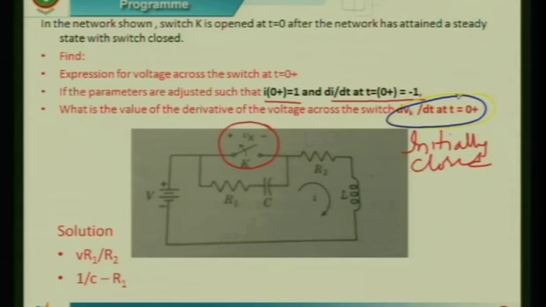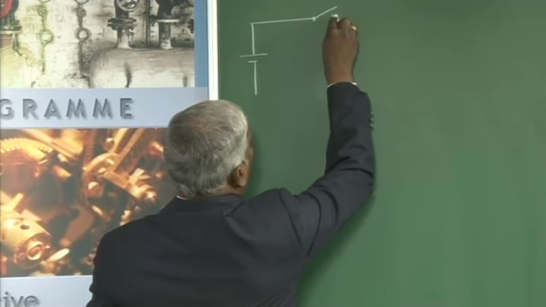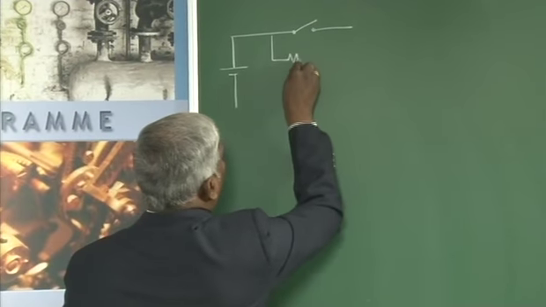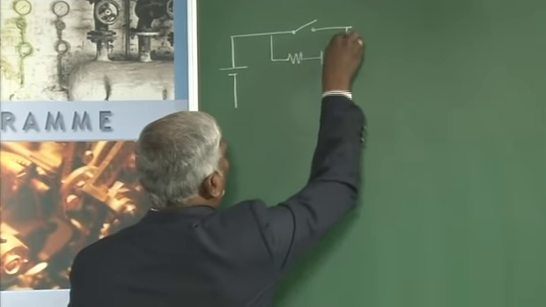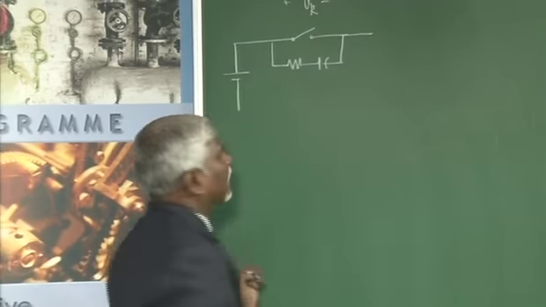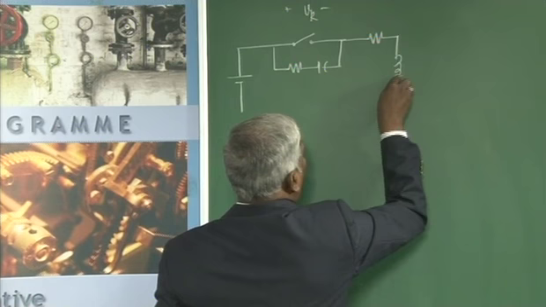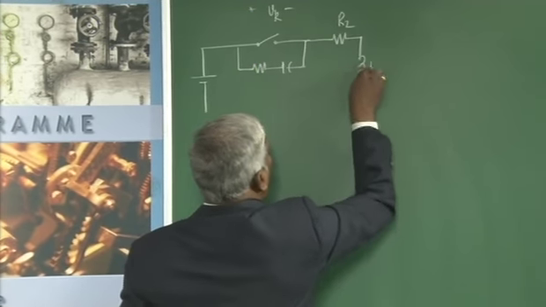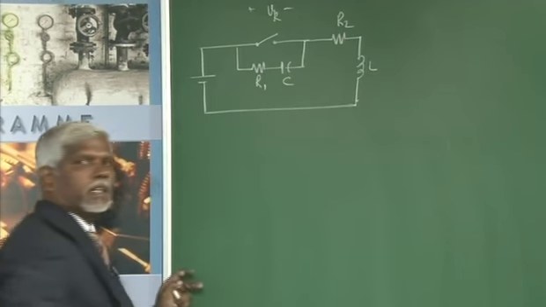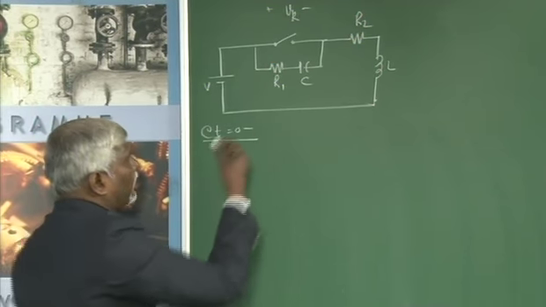I will just write this circuit. It was R1 and C across the switch. This is Vk, and there is one more resistor R2 and L. Initially at t equal to 0 minus, this is V. At t equal to 0 minus, read the question carefully.